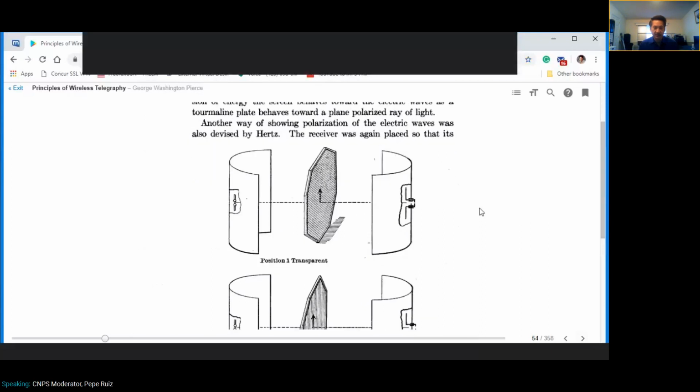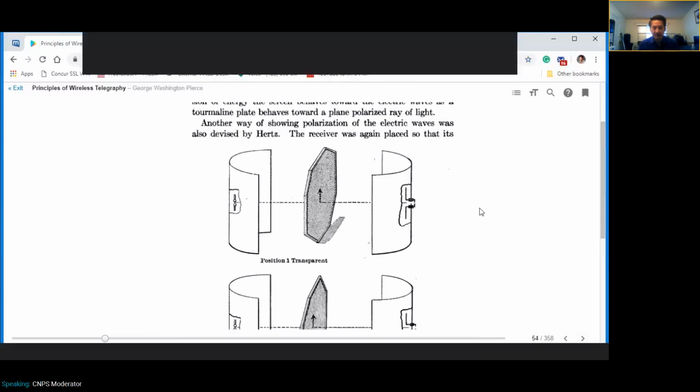Now, the other interesting thing that he did was that he made this grid of wires. It's literally just a grid of wires. And he hung it on this wooden frame, as shown in this picture here. And he put that between his transmitter and his receiver. So in this picture, since the receiver and the transmitter are oriented in the same way, you would easily, without anything between them, receive the signal.